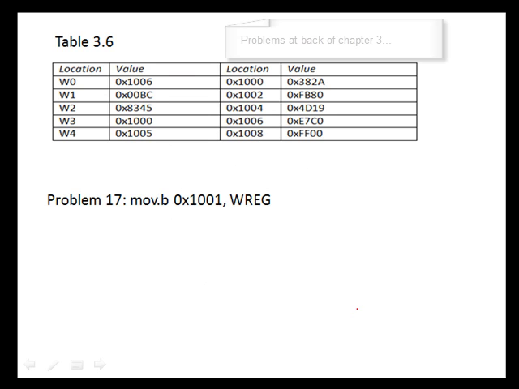Problems 16 through 32 all use table 3.6, which gives some initial values for working registers and also memory locations. These values are the same at the beginning of each problem. So let's start with problem 17, which says move that byte, the contents of location 1001, to WREG. So WREG is the destination, which means that W0 is going to be modified and this least significant byte is going to be changed. But what is it going to be changed to?